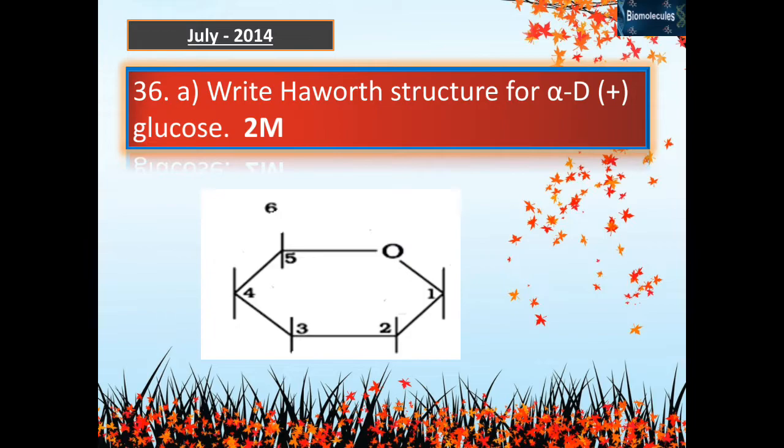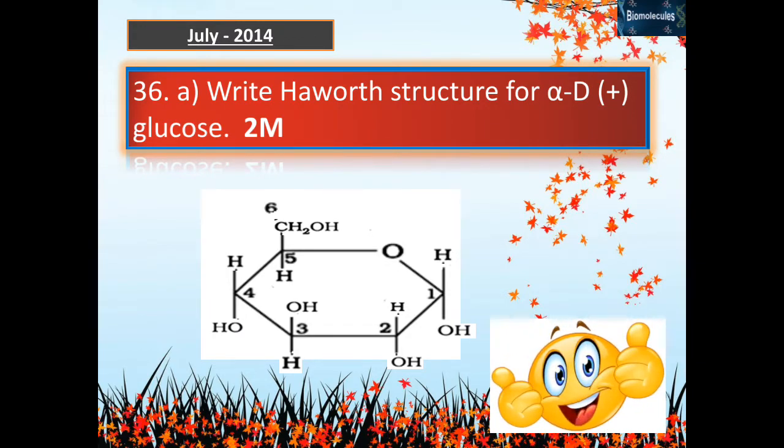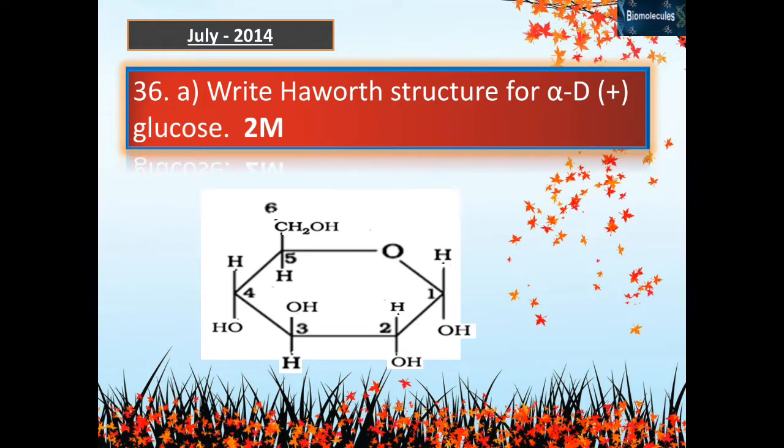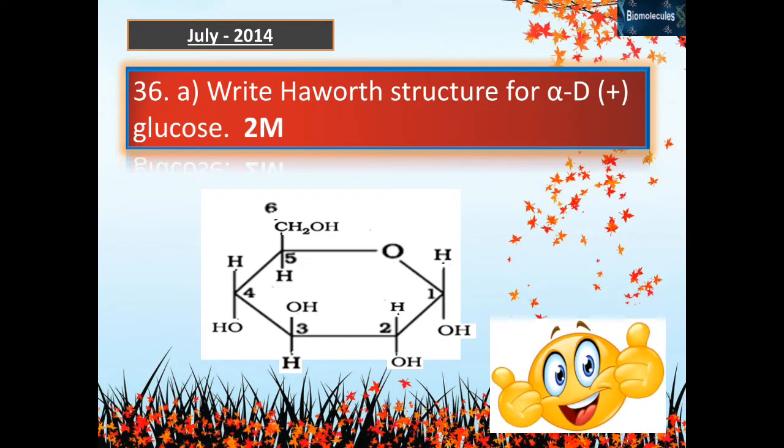So you should write while saying. Carbon number 1, come on, H OH, isn't it? Yes, H OH. Second carbon, H OH. Third carbon, OH, H. Fourth carbon, H OH. And fifth carbon, CH2OH, H. If you write like this, you'll get 2 marks. So very simple, no? I'll repeat. They ask for 2 marks; if written correctly you get 2 marks, if there is a small mistake you get 0, you won't get 1 mark at all. So because of that, make a practice of writing these Haworth structures.